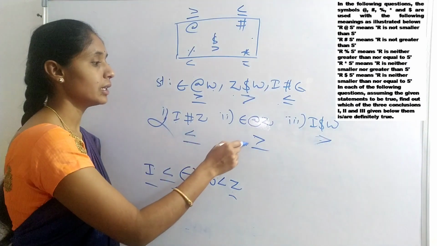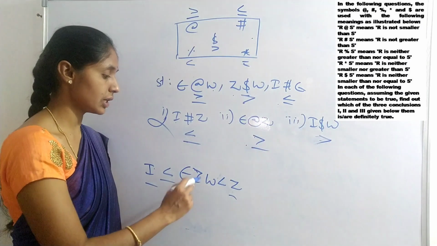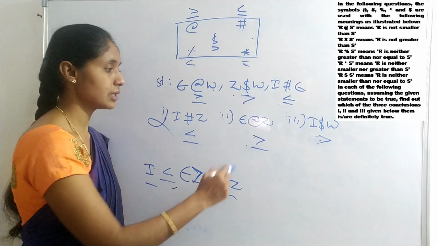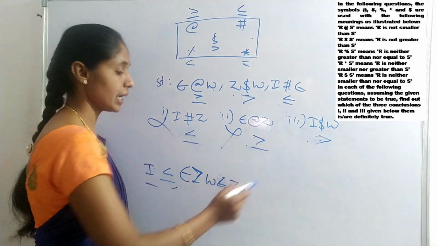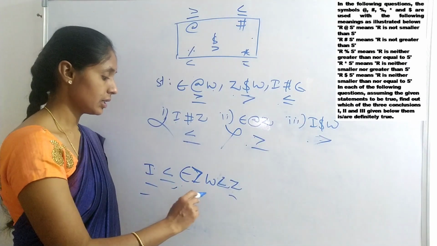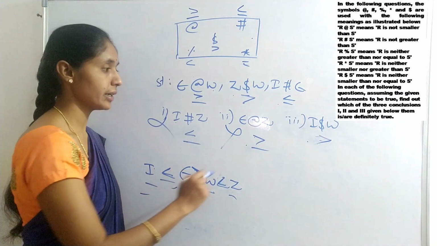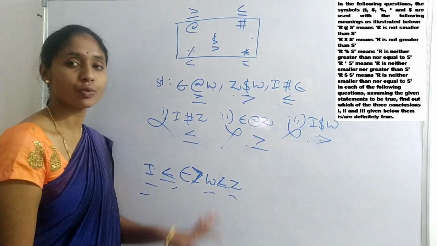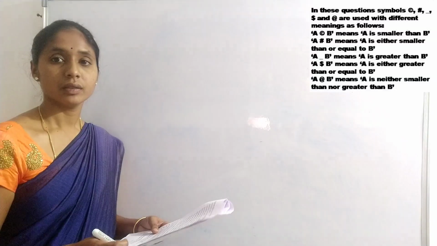No relation. Then E greater than or equals to Z. Greater than, less than. No relation. I greater than W. I, W. Less than, greater than. No relation. None is true for this question.